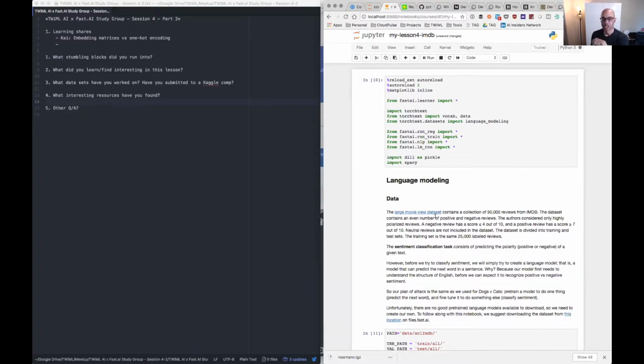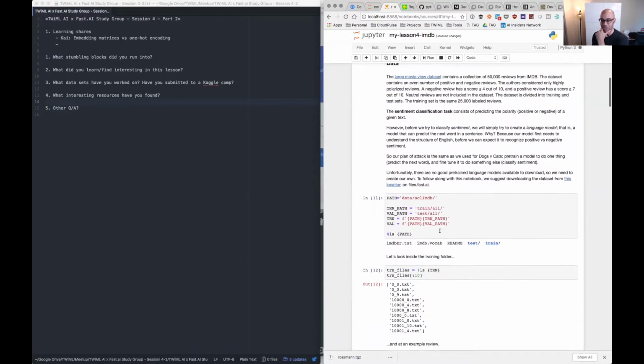Has anyone tried to apply the language modeling stuff to another data set yet? Yeah, I haven't gotten there either, although I definitely aspire to do that. It seems like a really interesting technique.